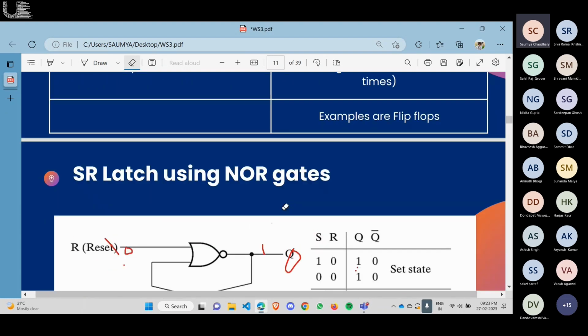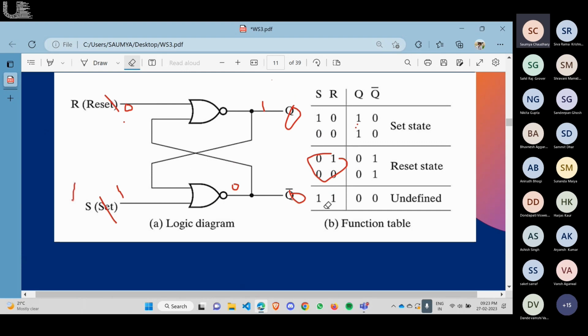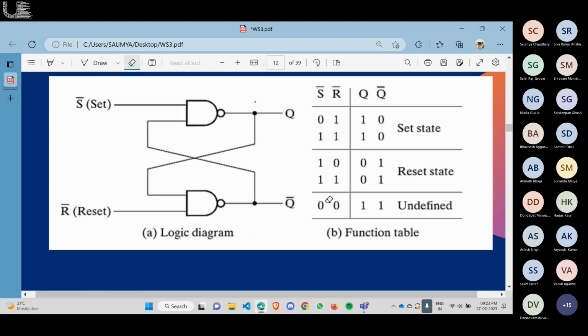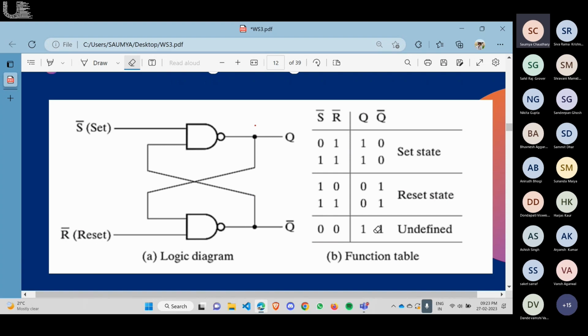In the case of the NOR gate, the undefined state was found when we are giving output as 1 and 1. And here, when the S prime and R prime is 0, it means the S and R are 1 and 1, then we are getting the undefined state. So when we keep the input S and R 1 and 1, we get the undefined state.